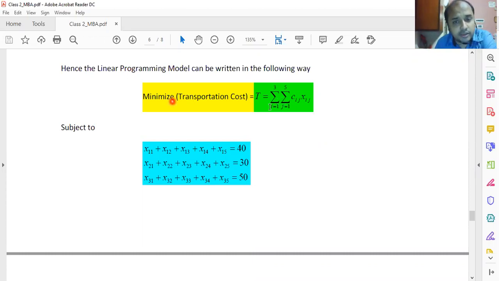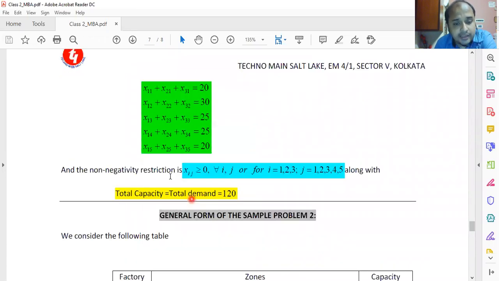This is the transportation cost which we need to minimize, subject to the restrictions. These restrictions have already been shown to you. And the non-negativity constraints are there. Xij's, the number of units produced in the factories, must be greater than or equal to 0. This symbol, inverted A, is called for all. For all ij means for all the cells, that is for all i 1 to 3 and j 1 2 3 4 5.